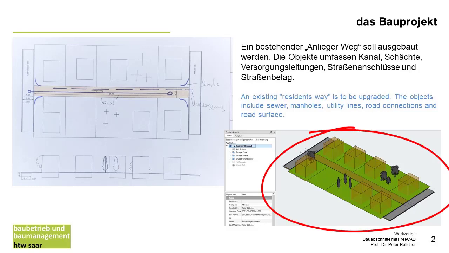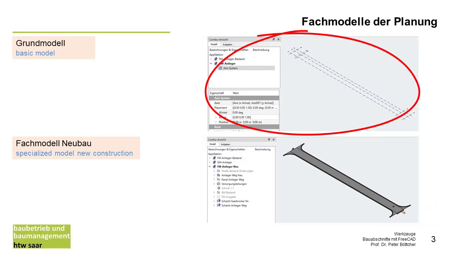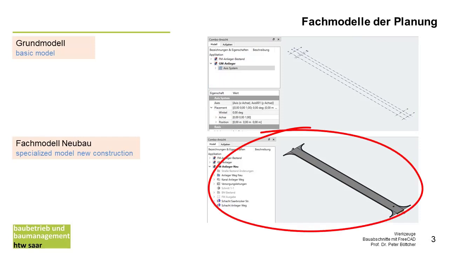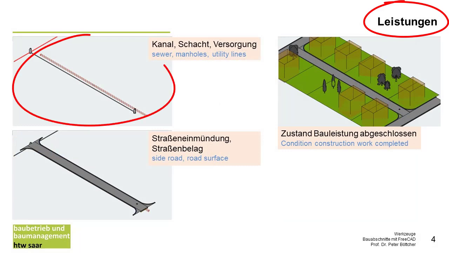First, there is a model that shows the existing structure. This results in the basic model with the access structure and a specialized model that shows the new objects of the structure.